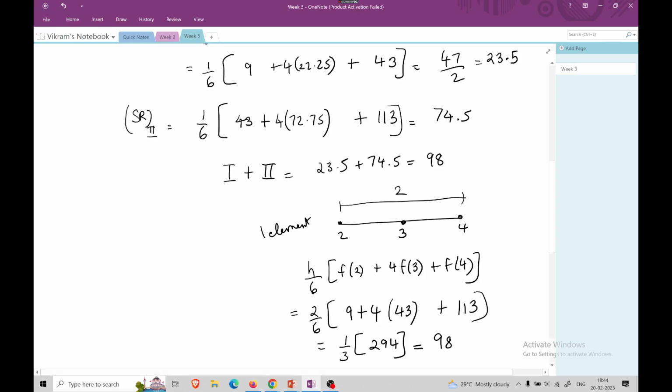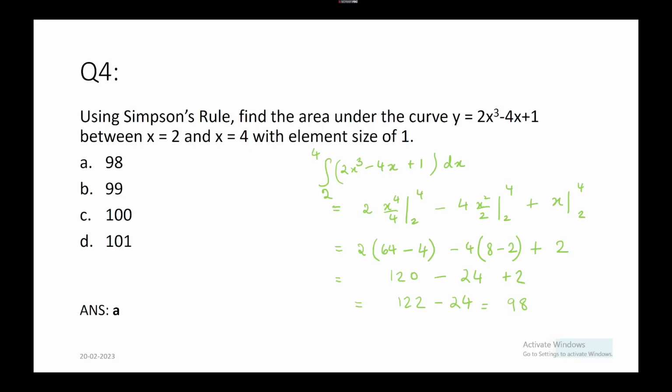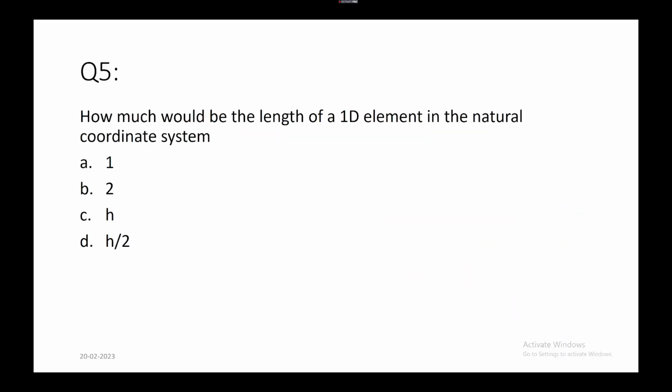So we used Simpson's rule for a single element. At the same time, we used Simpson's rule for two elements also. Two elements in the sense you have 2, 3, 4, so that at each you have a midpoint, which is 2.5 and 3.5. So here you had only a single element. Here you had two elements. So this is 1. This is 2. In all the cases we are seeing the answer is coming out to be 98. So this need not always be the case, as I mentioned. However, since the polynomial here is a simple polynomial, the answer turns out to be correct. So we'll go to the next question now.